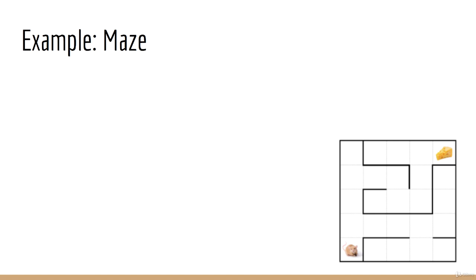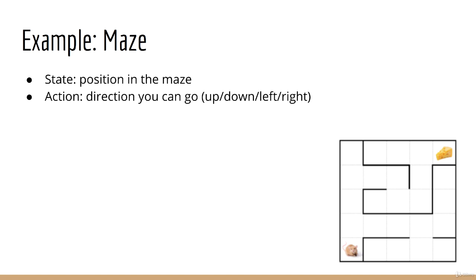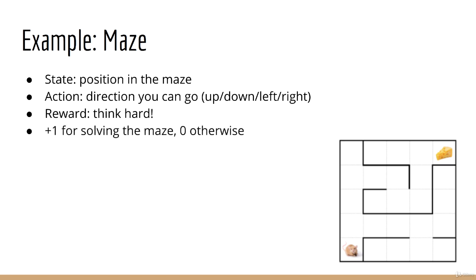Here's another example of states, actions, and rewards. Think of a maze. In this maze, the state is your position in the maze. Your actions may consist of the various directions you can go. For example, up, down, left, or right. The reward is tricky. Remember, I said it's up to you to think of a good reward to assign to your agent to encourage it to learn how to solve the environment. You might say +1 for solving the maze and 0 otherwise. But ask yourself, is this a good strategy?